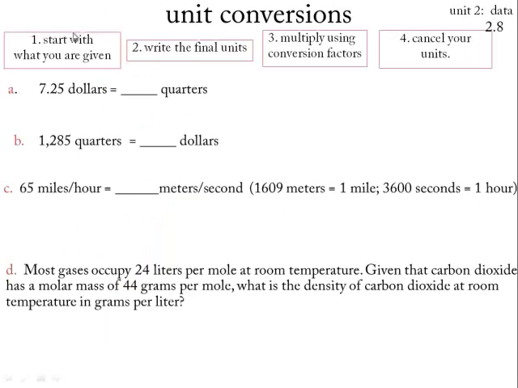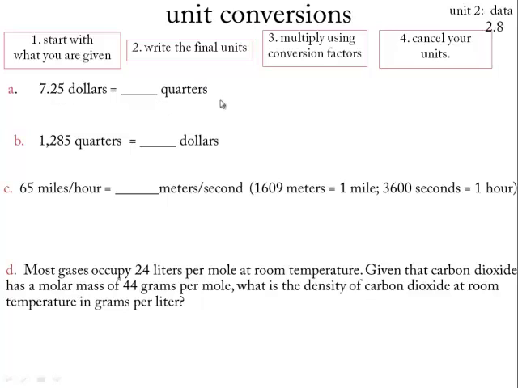Foolproof method for converting units. Start with what you're given. Write the final units you need to get to. Draw a line or 2 lines or 3 lines depending on how many steps you think it is to convert it, and then go ahead and convert and cancel your units to be sure that everything looks kosher.